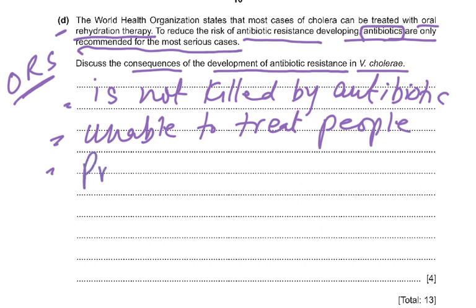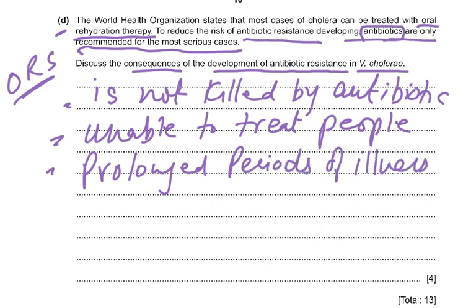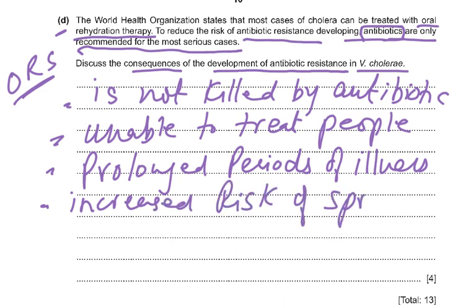So there will be prolonged periods of illness. You're going to have long times absent from school, and not school only, people will not go to work. Maybe people work in the hotel industry, or in some other industry, or in a restaurant, so they will not be going to work. Prolonged periods of illness, and increased risk of spread. There is an increased risk that it will spread to other people, because continuously people are suffering from a disease.